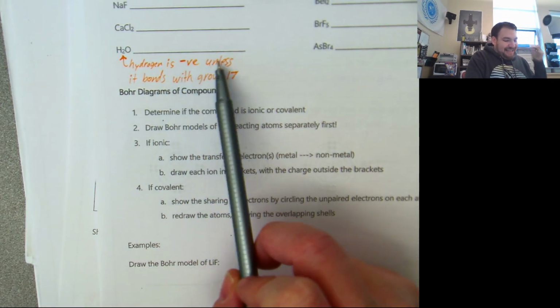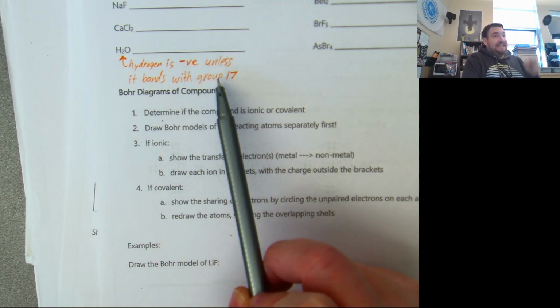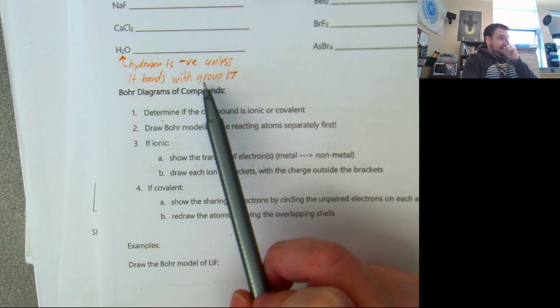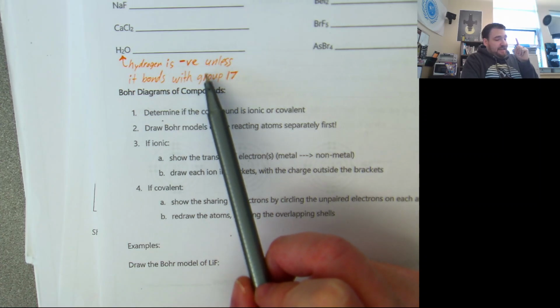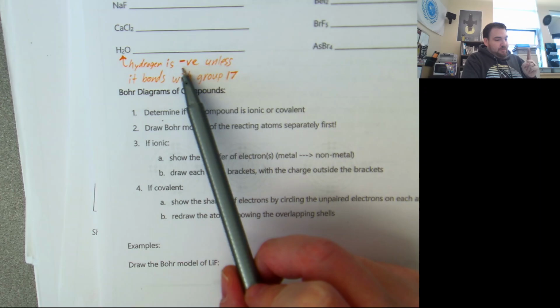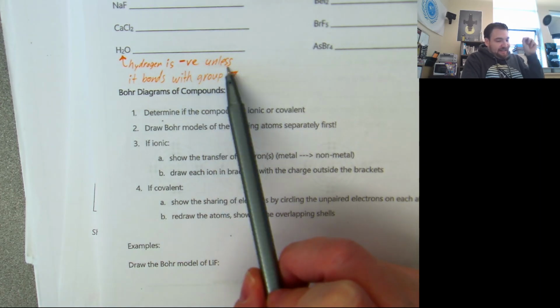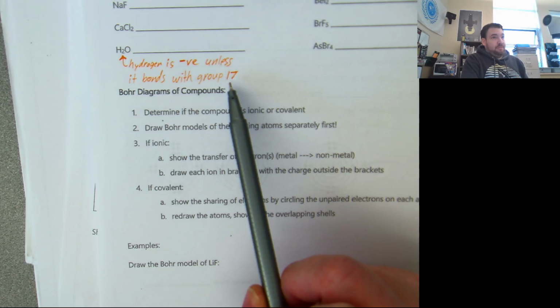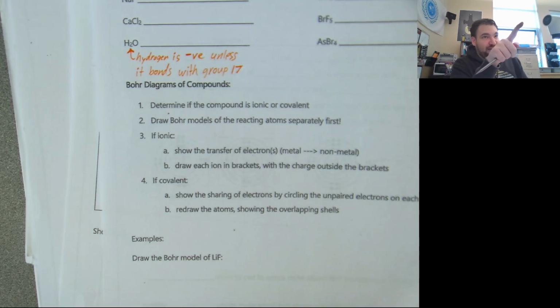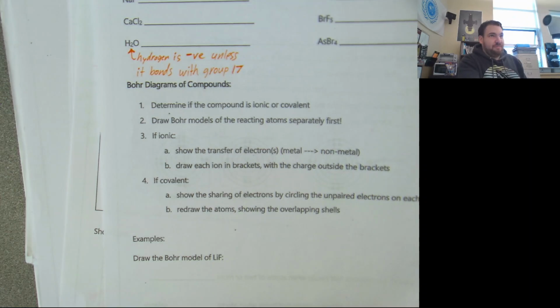Hydrogen is negative unless it bonds to group 17. Sorry, I think I said it backwards. You're right, Himparis. It's always negative unless it bonds with group 17. Yeah, that's the right way to say it. Thank you for correcting me, Himparis. What I wrote is correct. What I said was backwards.